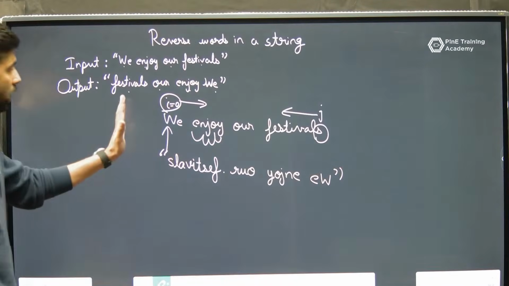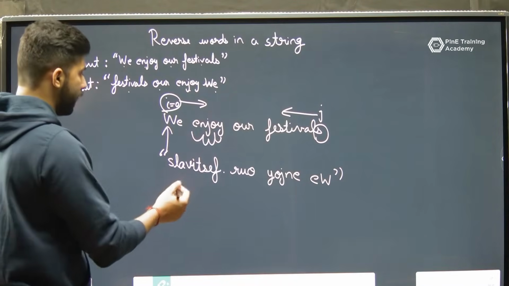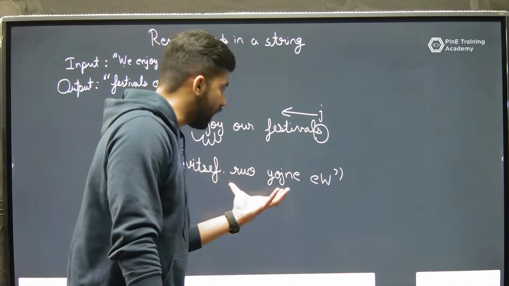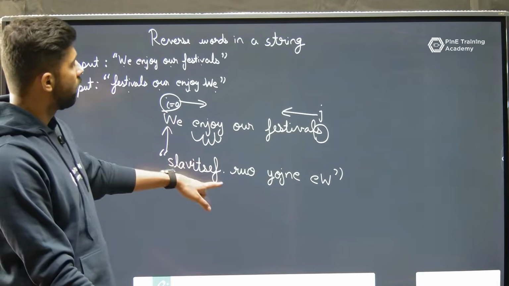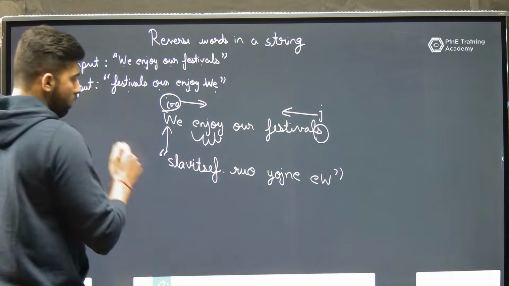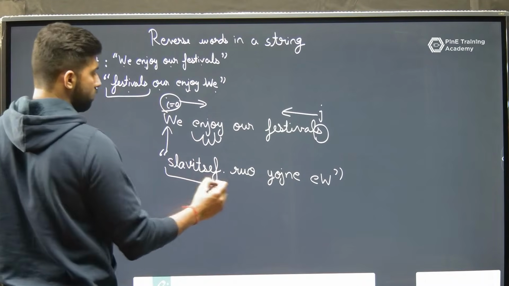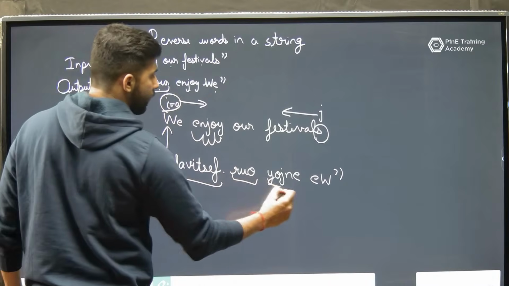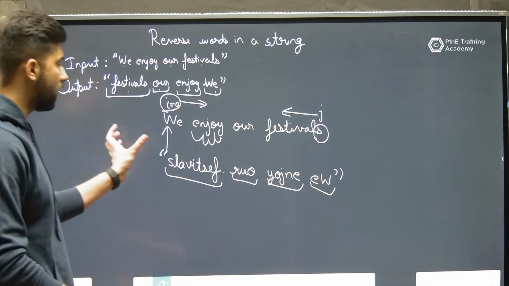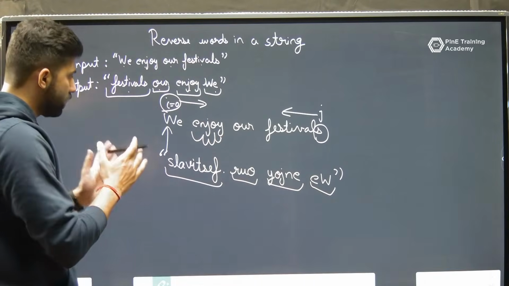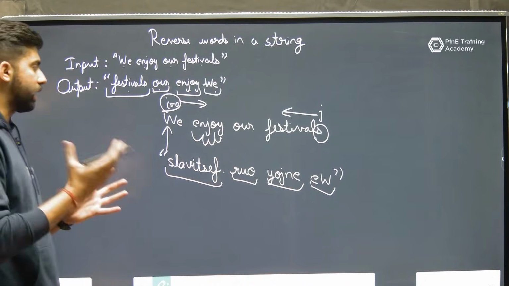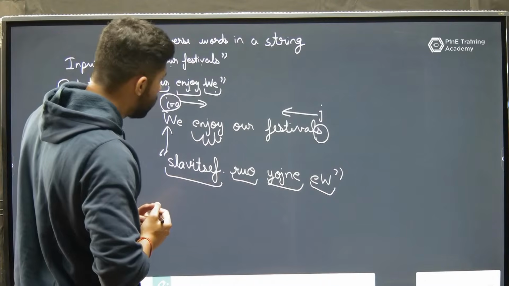If we reverse the complete string character by character, this is what we will get, right? But this is not the answer which we want. But if you notice, all the words are at their correct position. It is just that their characters are reversed, right?